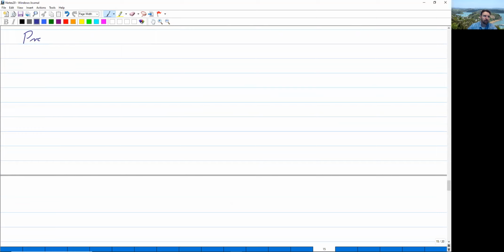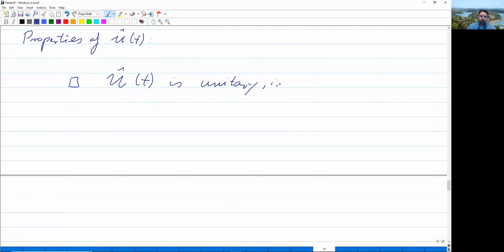Properties of u hat of t. Now, the first property is that the time evolution operator for every point in time t is unitary. That is, we have that u hat dagger of t is equal to u hat inverse of t.